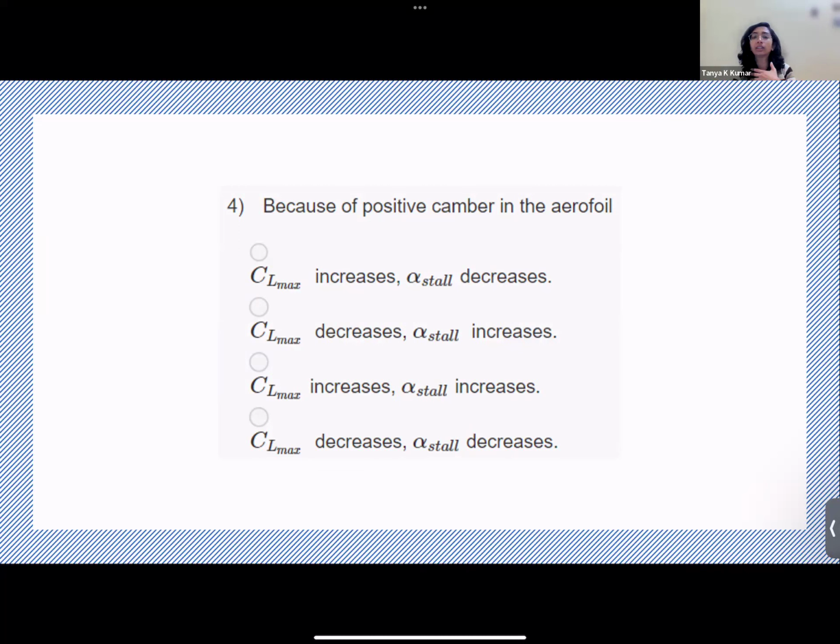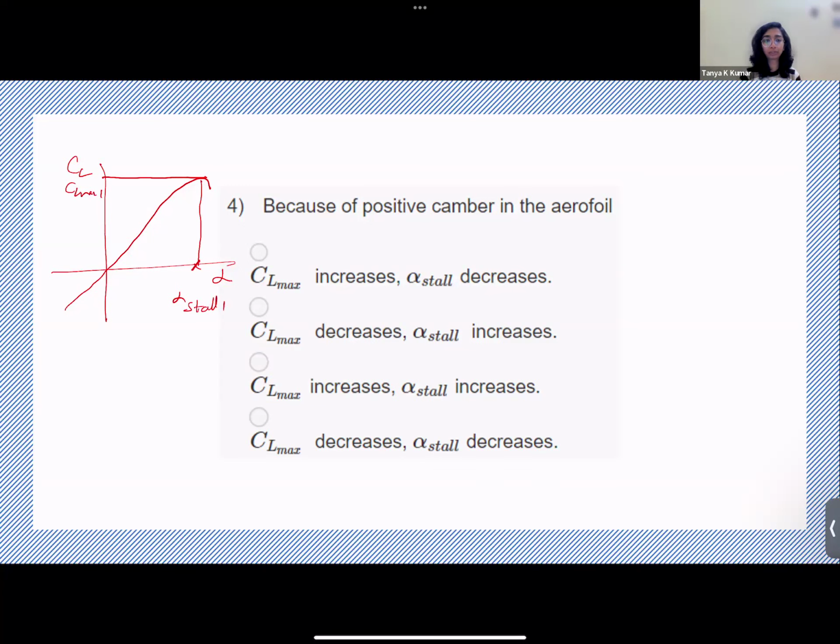So just compare a symmetric airfoil and a positively cambered airfoil, and then you'll get the answer. The lift curves of both of these. For a symmetric airfoil, it's something like this, where CL versus alpha, where this is CL max and this is alpha stall. So this point is alpha stall 1 and this is CL max 1.